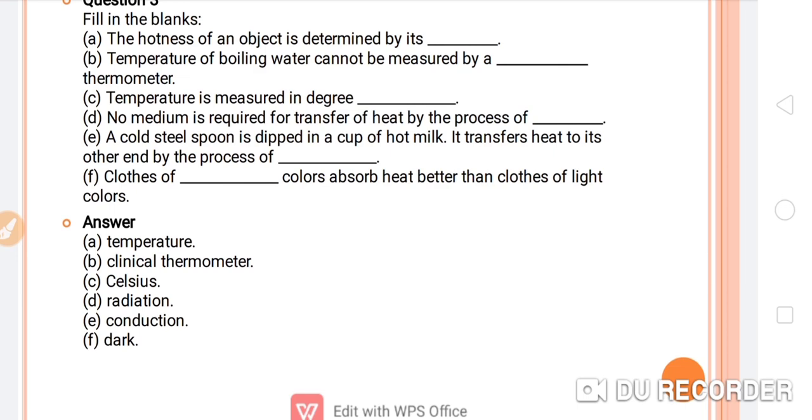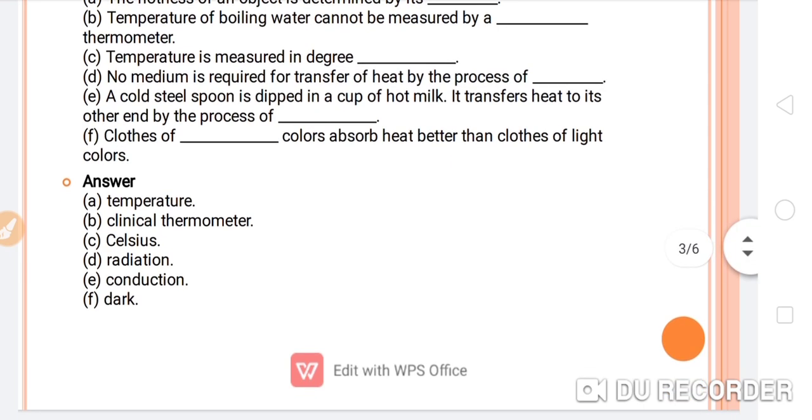Now next, D: no medium is required for the transfer of heat by the process of radiation. There is no need of a medium. Now next question: a cold steel spoon is dipped in a cup of hot milk. It transfers heat to its other end by the process of conduction. Now the last one: clothes of dark colors absorb heat better than clothes of light colors.